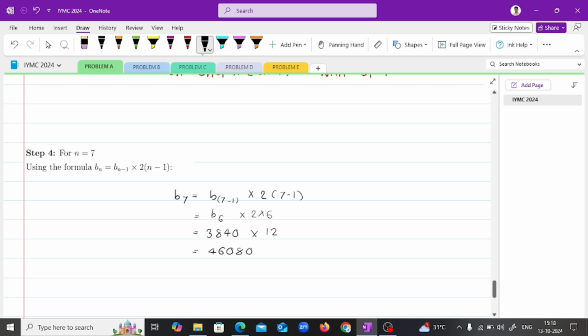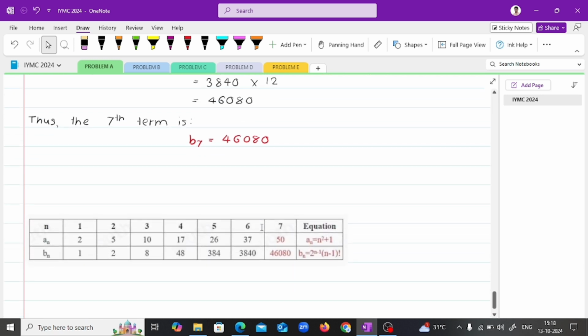So I will write down this 7th term of this sequence again. Thus the 7th term is, I will write it down in red color, B7 is equal to 46,080. So the final solution of problem A from IYMC will look like this.